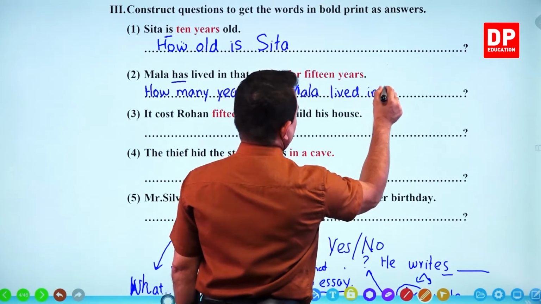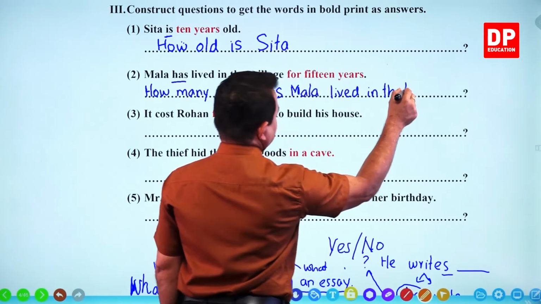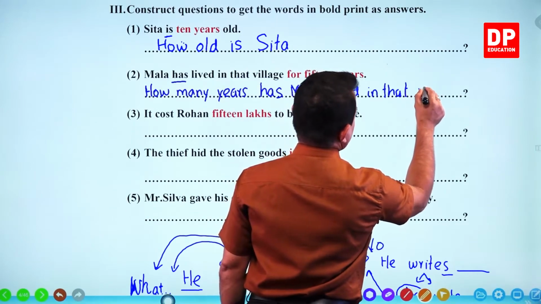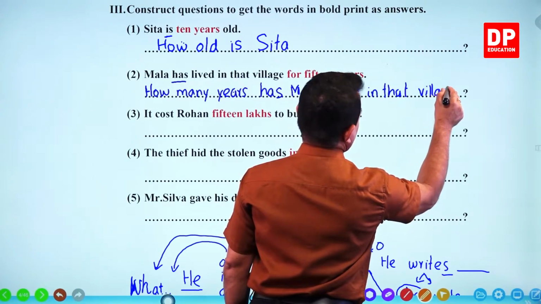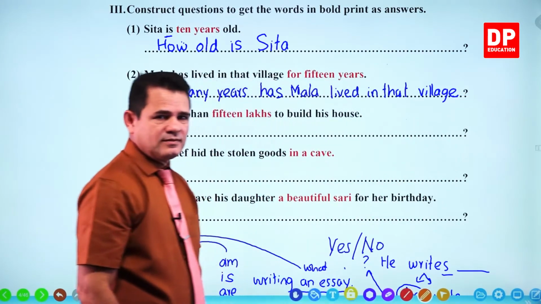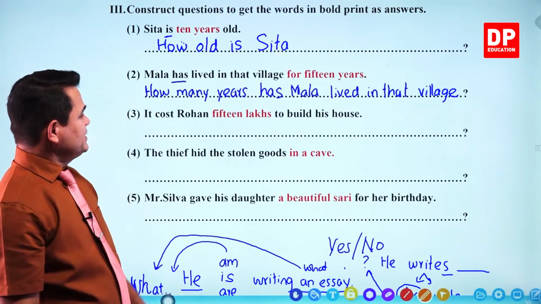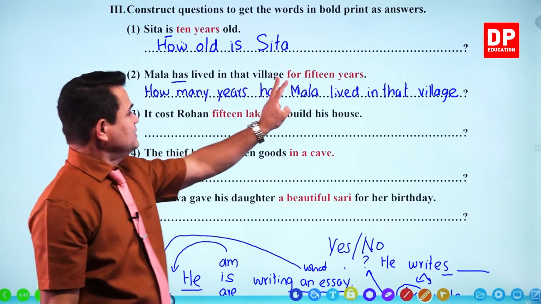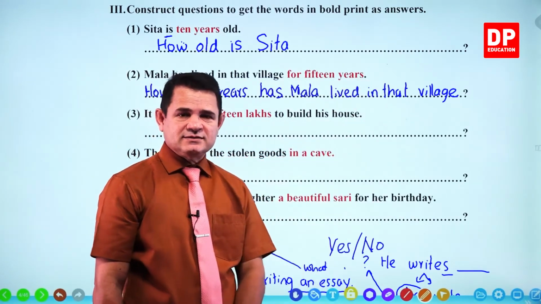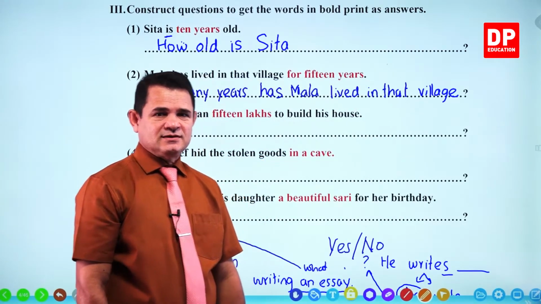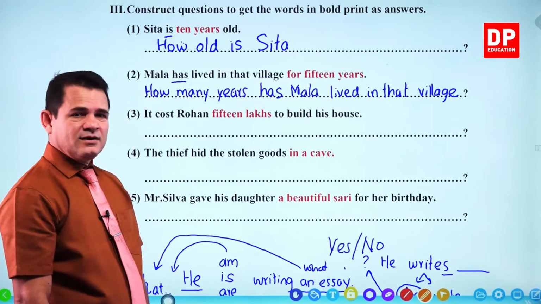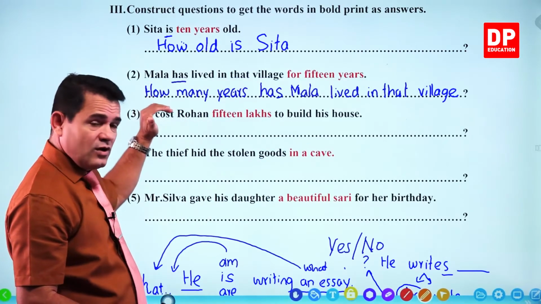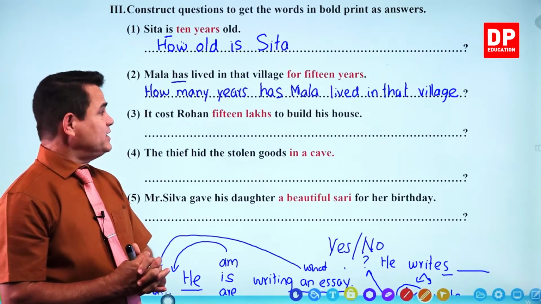Lived in that village. How many years has Mala lived in that village? Answer, for 15 years. Or else, for how many years has he lived?